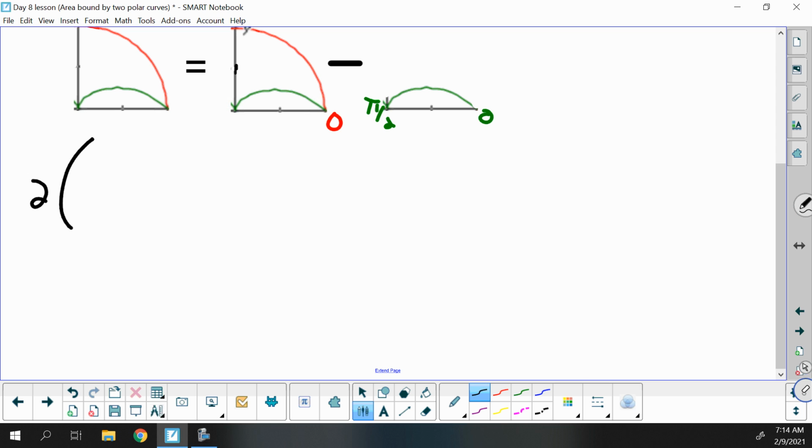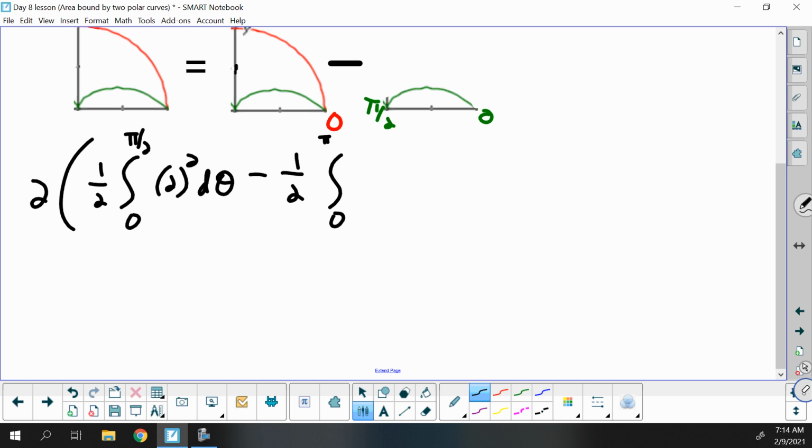So we're going to do the quarter circle part minus the little hump there, and we're going to double the whole thing. So we're going to have 2 times 1/2 the integral from 0 to pi over 2. We'll do our green part, which was just r equals 2 squared and then d theta, minus 1/2 integral from 0 to pi over 2. We'll do our other radius squared, the 2 minus 2 sine theta squared d theta. So if you pull the 1/2s all out, they basically wipe out the 2. So we're just going to have integral from 0 to pi over 2 of 4 d theta for this one.